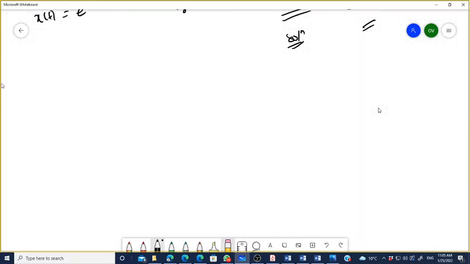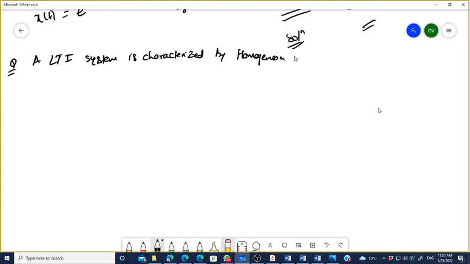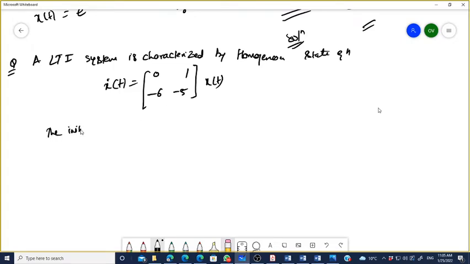Okay, so previously I gave you one numerical problem to solve. The question was: an LTI system is characterized by the homogeneous state equation x dot t equals [0 1; -6 -5] xt. The initial state is given as x naught equals [1 0].